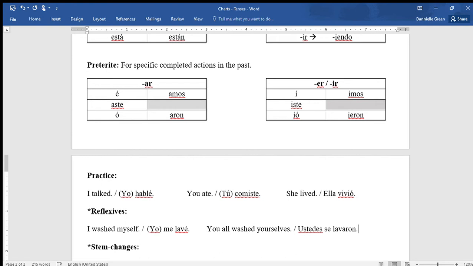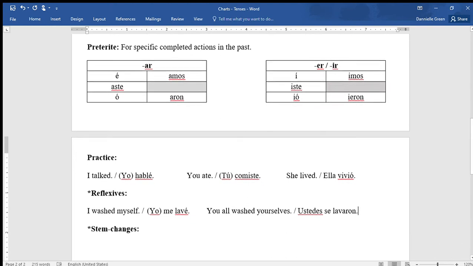So, in the case of reflexive verbs, we still conjugate the verbs following the conjugation endings that you see above, and we still have to have a reflexive pronoun, so we put those out in front just like we always have. The next thing to consider is, what about stem changing verbs?